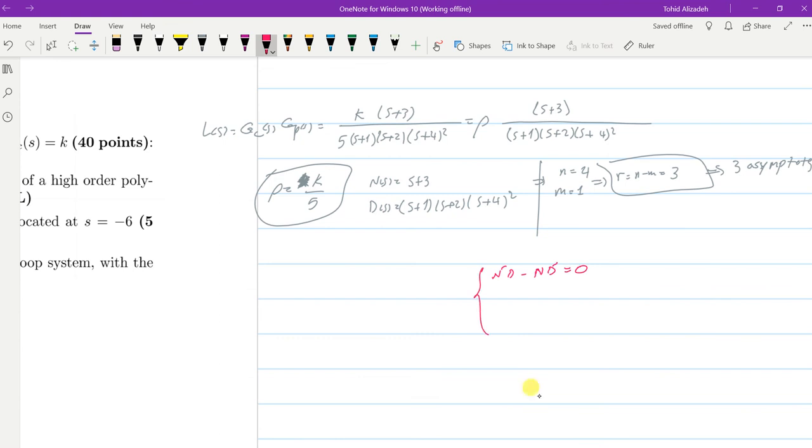But if you want to do that, you would need to find a solution to a polynomial of the fourth order, because for n we have s plus 3, n prime will be equal to 1, so that will be easy. But you would need to find out d prime first. It will be a third order polynomial. Then if you multiply it by n over here, you will get a fourth order polynomial. So basically you can form it and then find out the roots.